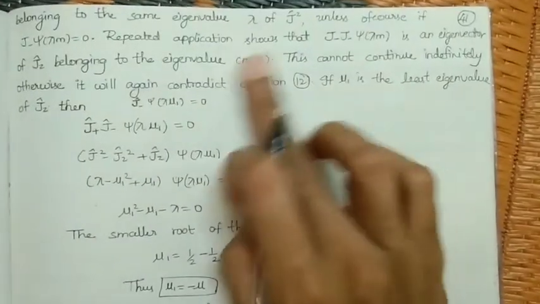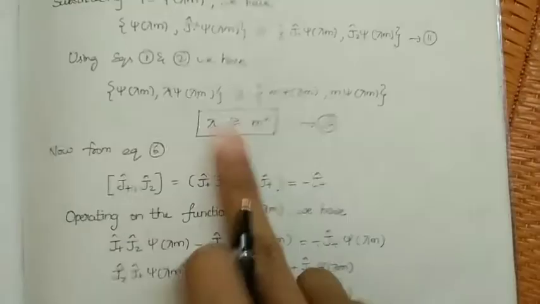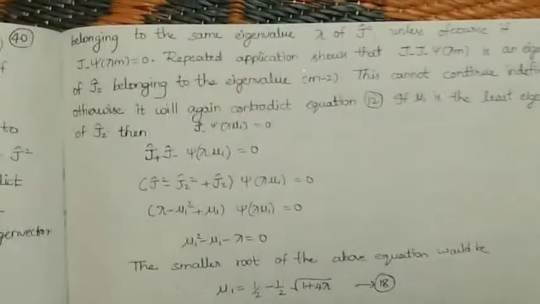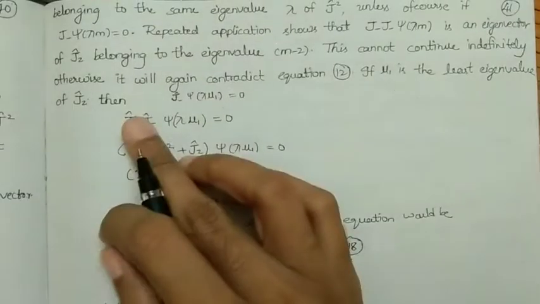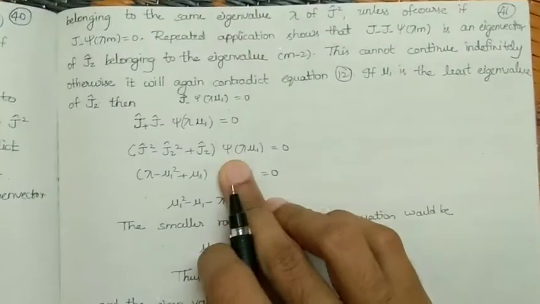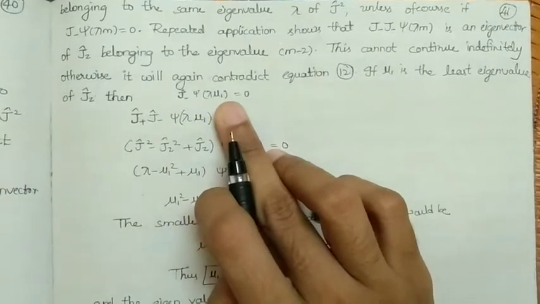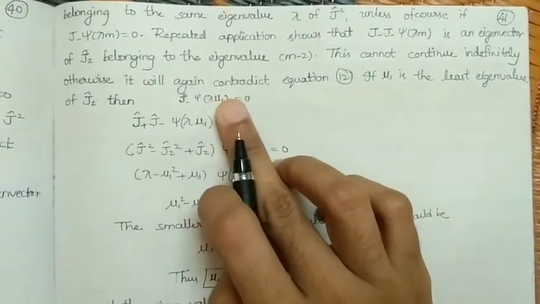We cannot go on reducing the value of m, because it would again contradict this equation, lambda greater than or equal to m square. So if mu1 is the least possible eigenvalue of Jz, then we would have J minus into xi of lambda mu1 equal to 0, because we cannot further reduce the value of mu1 by 1.